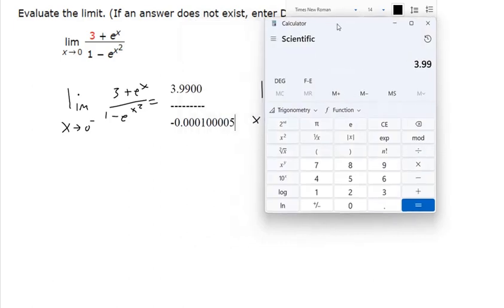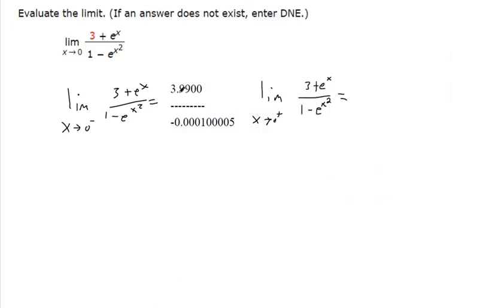So if you divide those two things, 3.99 divided by that gives us negative 39,898. So that's pretty low. If you tried to plug in negative 0.001, you'll see it's even lower. It's even further down, even closer to negative infinity. So the limit as x approaches 0 from the left goes to negative infinity.